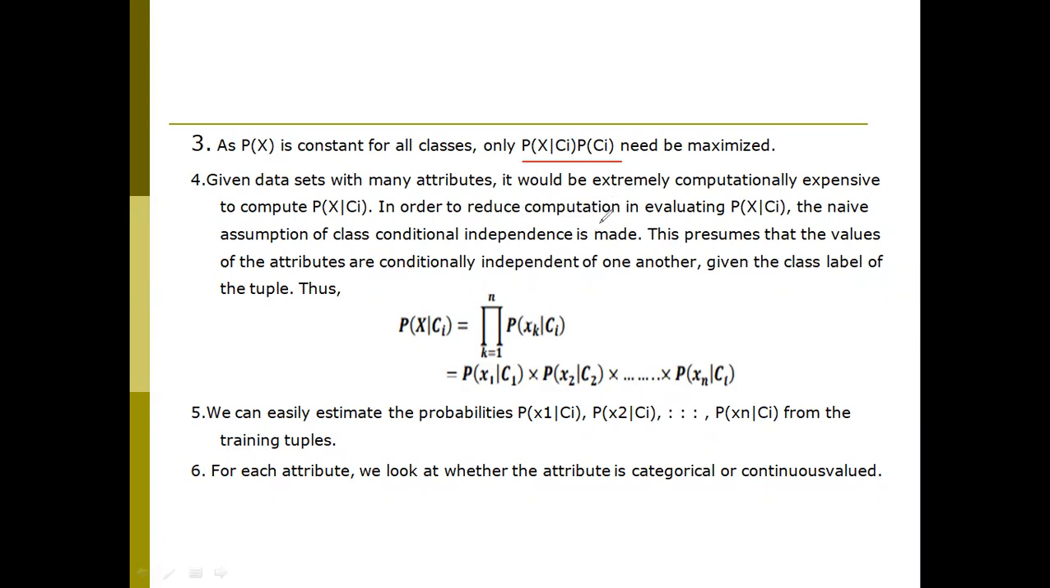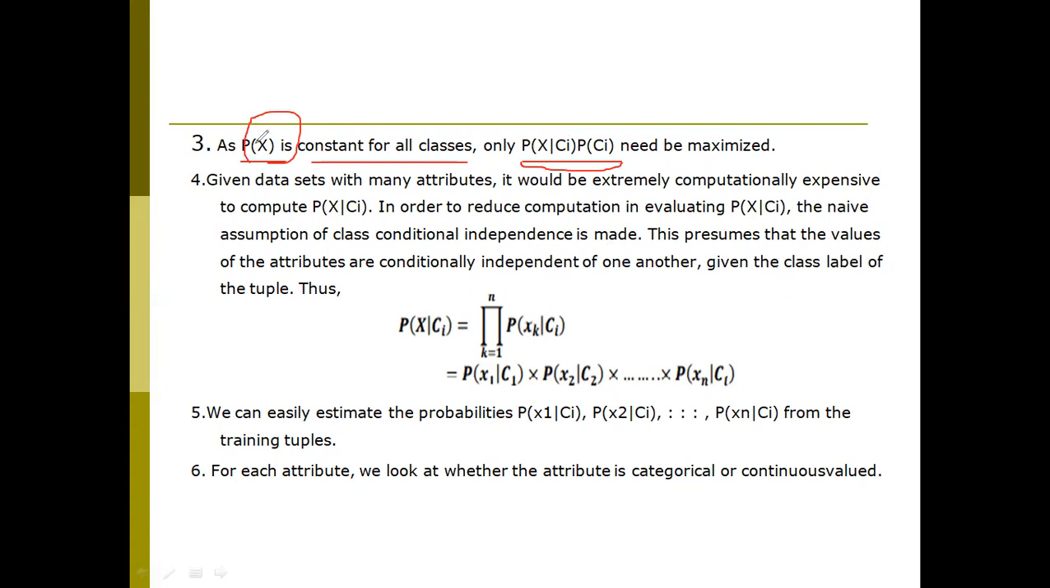If P(X) is constant for all classes, whatever classes you have, meaning yes or no classes, the data you have should be constant for P(X). Only then can you use this particular formula to find the maximum probability of the given X.